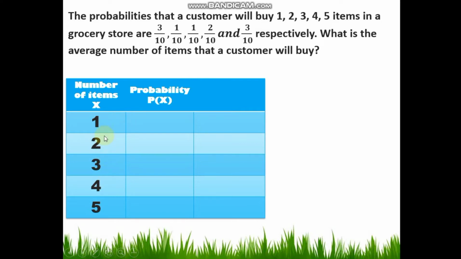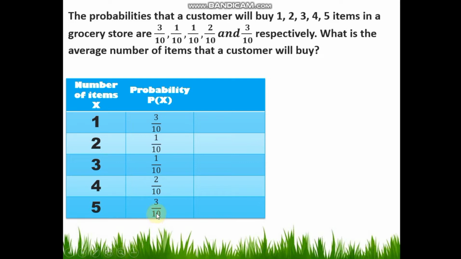So, you just copy 1, 2, 3, 4, 5. It says the probabilities that a customer will buy these 1 to 5 items in a grocery store are 3/10, 1/10, 1/10, 2/10, and 3/10. So, if the customer buys one item, this is the probability. If the customer buys two items, this is the probability. So, we have the number of items. The probability is 3 over 10. 2 items, 1 over 10, 3 items, 1 over 10, and so on up to 5 items.